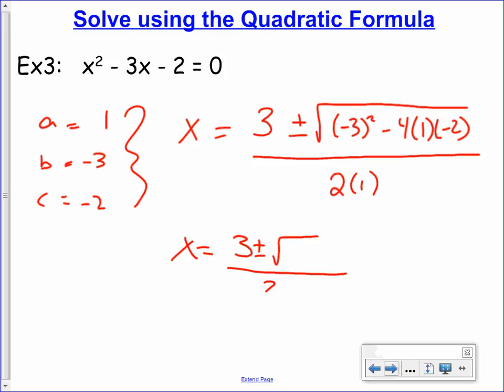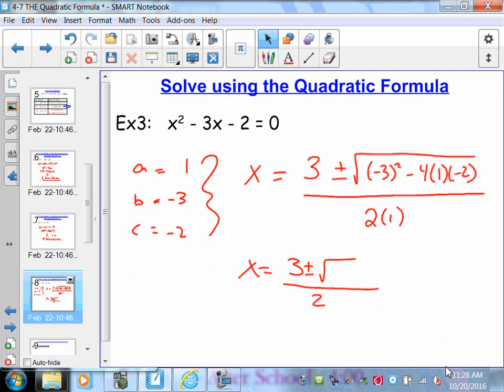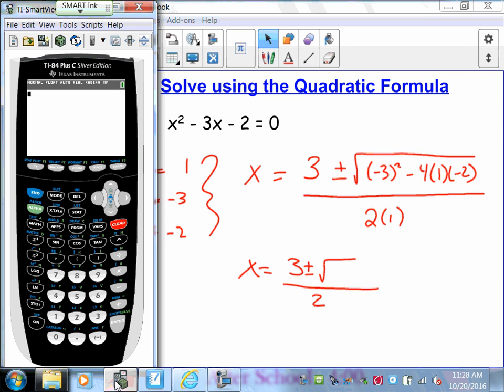Now, if you like working in your head, you can just solve this in your head. That's 9 plus 8. If you're not sure how to do it or the numbers are too crazy, all you have to do is type in the discriminant, just the discriminant, into the calculator, not the square root. So you just type in -3 squared minus 4 times 1 times -2.